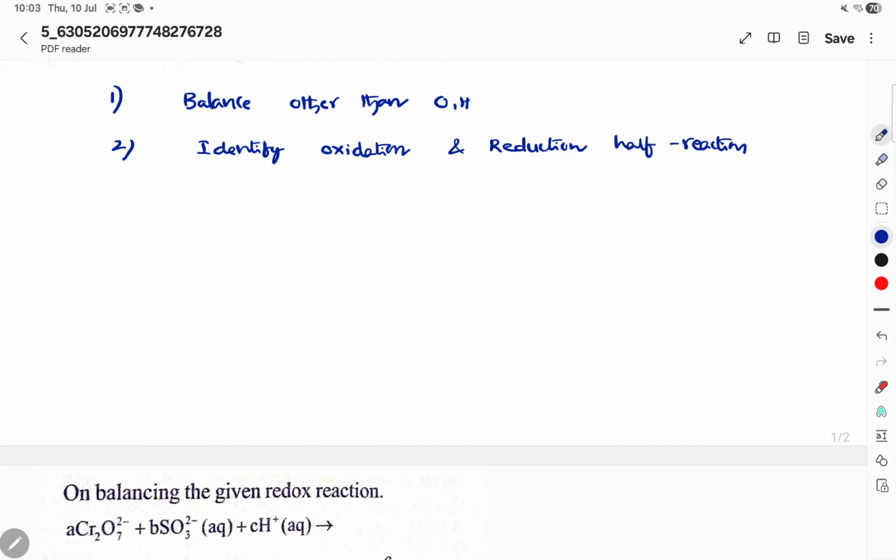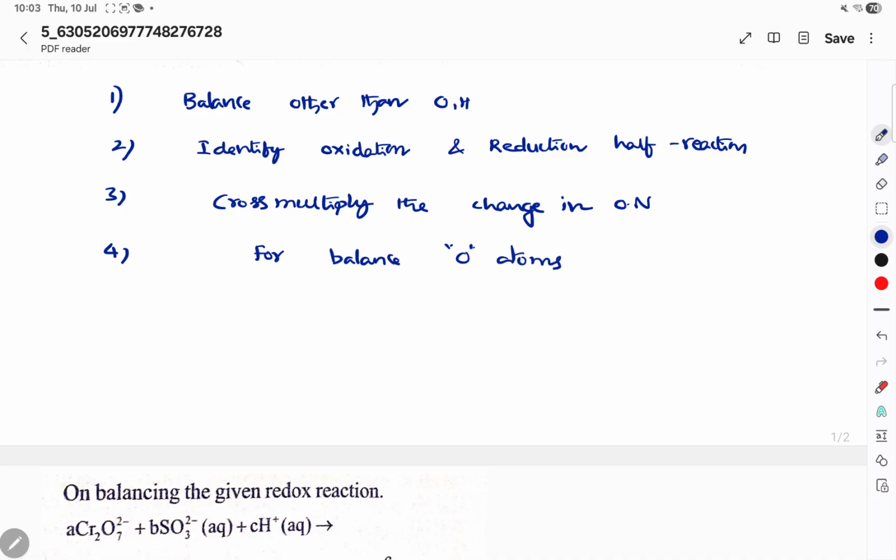Rule number 3, cross multiply the change in oxidation number. Rule number 4, to balance oxygen atoms, add water molecules. Rule number 5, to balance hydrogen atoms, add H plus ions. This is the formula.